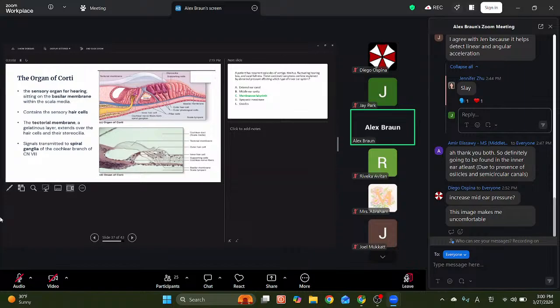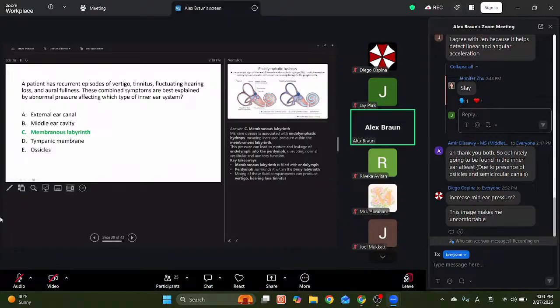That's a form of mechano-neural transduction, changing a mechanical impulse into a neural impulse. And that neural impulse is transmitted to the central nervous system for further processing and ultimately what we experience as hearing.